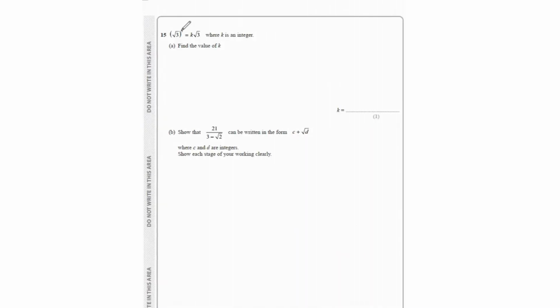In this question it says root 3 whole to the power 5 equals k times root 3, where k is an integer. Find the value of k. To figure out the value of k, you need to realize that we're multiplying root 3 five times over here because it's root 3 to the power 5, which means there were 5 root 3's being multiplied.